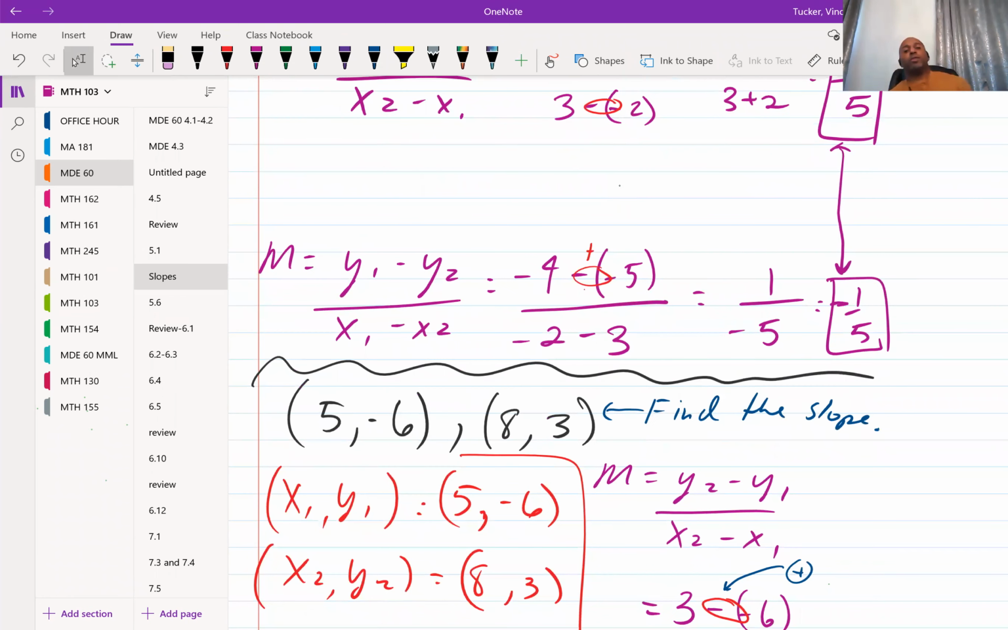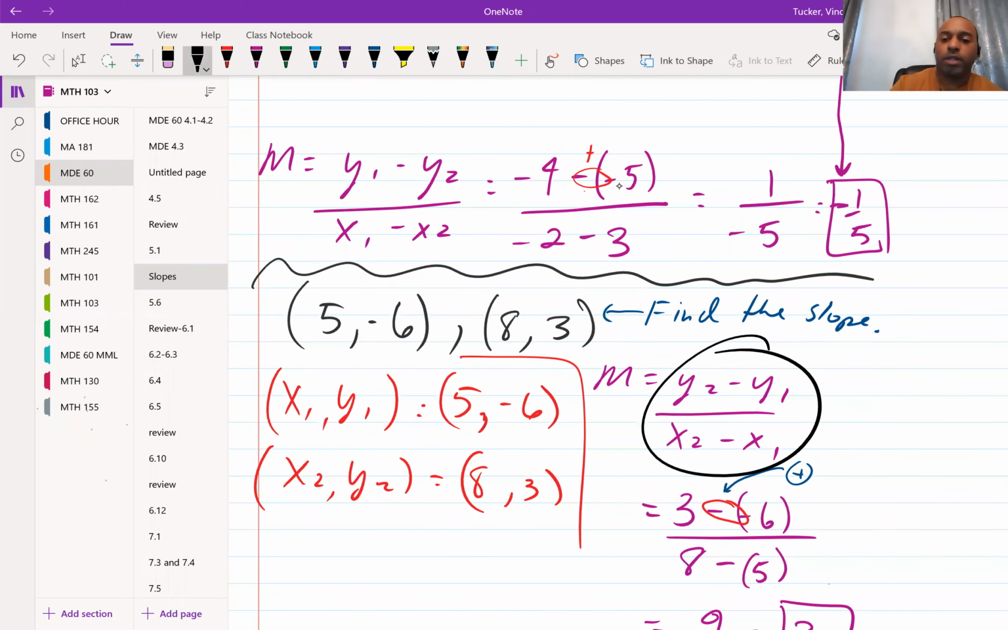All right. So same directions. 5, -6, 8, 3. 5, -6, I'm calling point 1. 8, 3, calling point 2. All right. So make sure you substitute correctly. We call them y2, 3, and y1, -6.